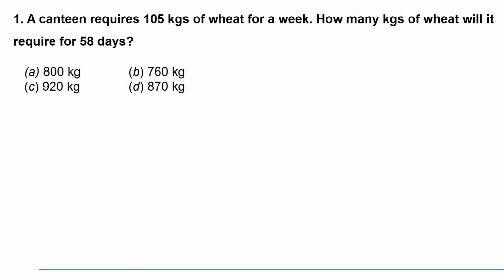First question. A canteen requires 105 kgs of wheat for a week. How many kgs of wheat will be required for 58 days? Okay. So more wheat will lead to more number of days. So wheat is proportional to number of days.